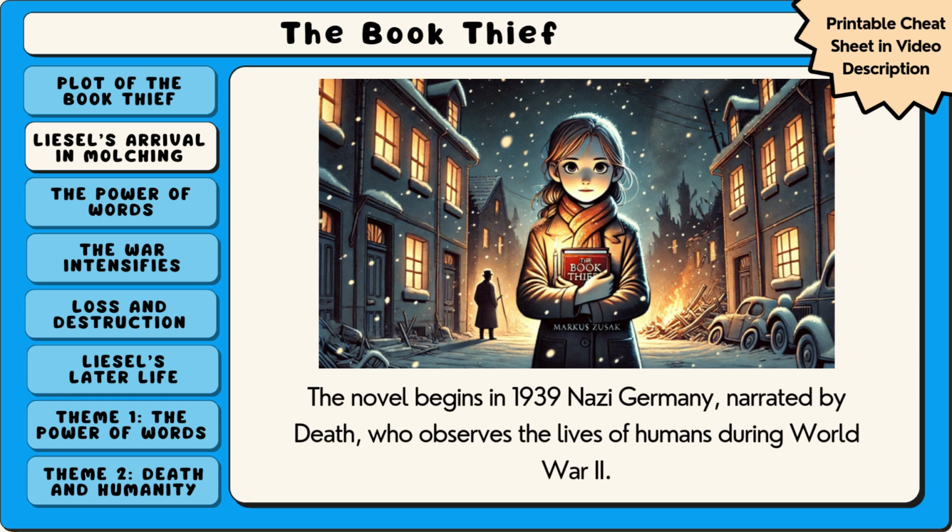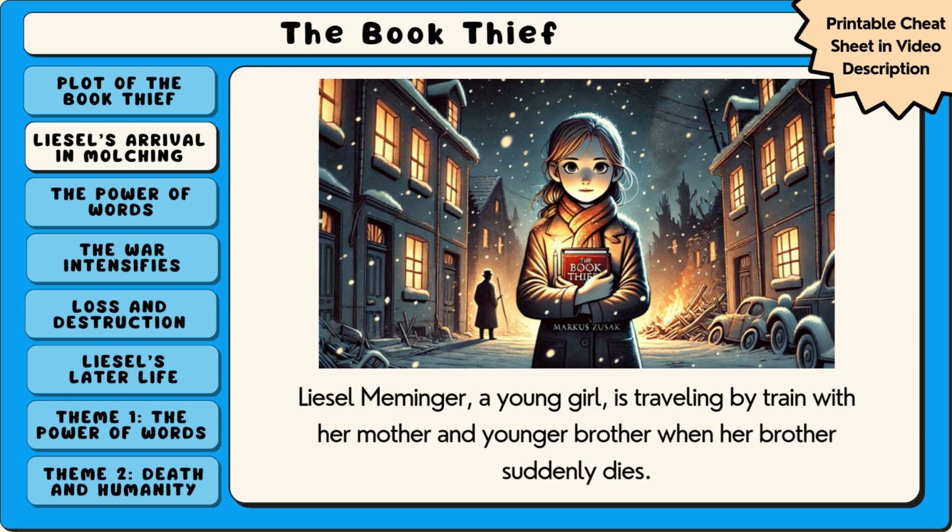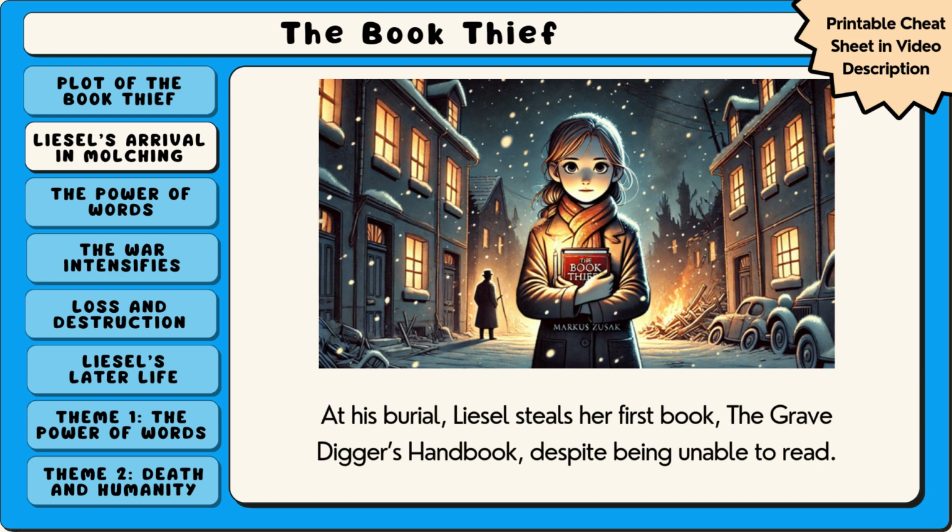World War II. Liesel Memminger, a young girl, is travelling by train with her mother and younger brother when her brother suddenly dies. At his burial, Liesel steals her first book, The Grave Digger's Handbook, despite being unable to read.